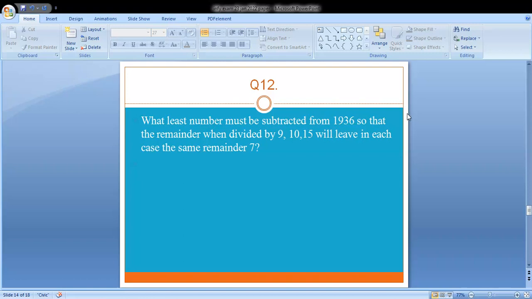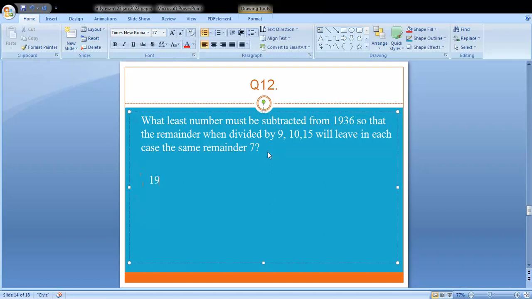So first the number given here is 1936. So this number is divided by, if you take the LCM of 9, 10, and 15, so 15 2s are 30, 15 3s are 45, 15 4s are 60.